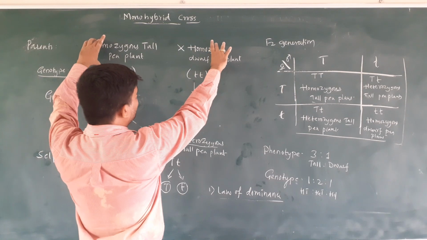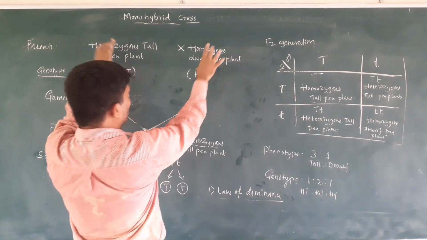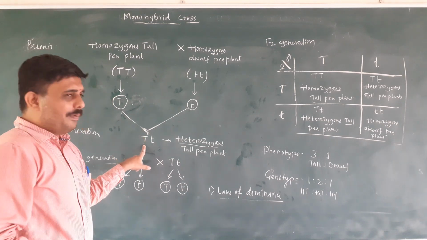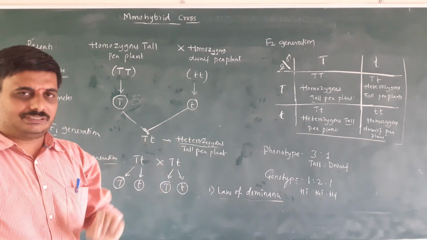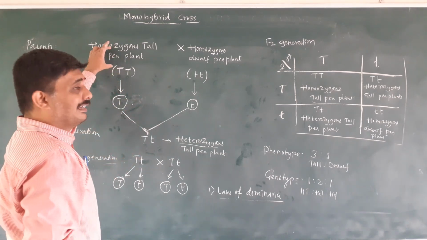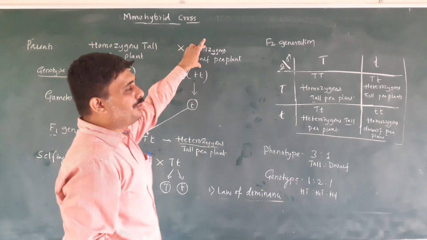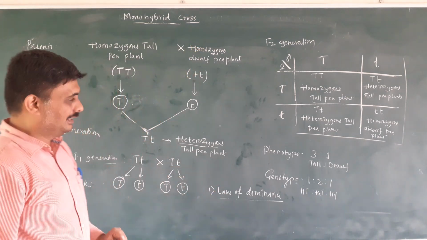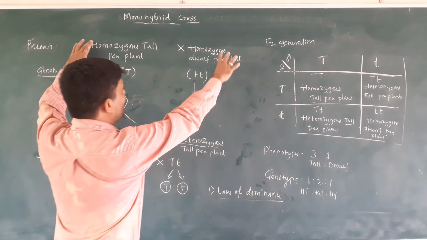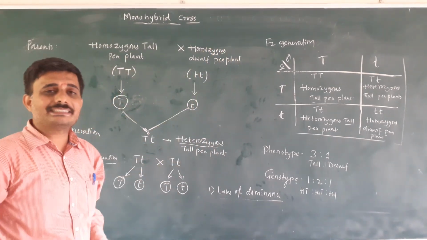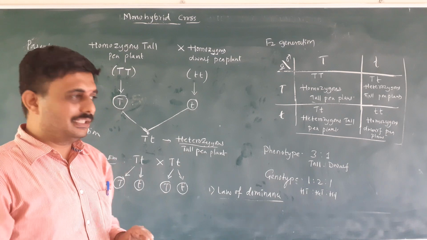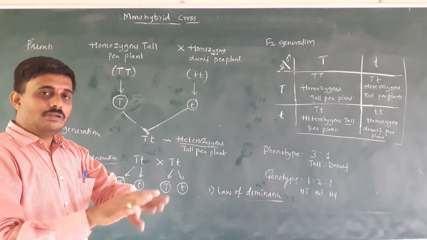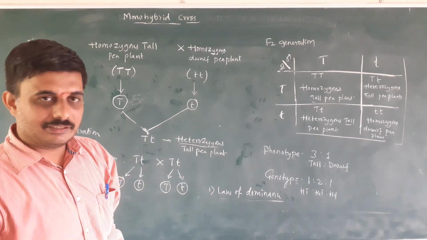As he crossed two contrasting traits, he got only tall plants in the F1 generation. Thus, the tall character is dominating over the dwarf character. This is the law of dominance. When you bring two contrasting characters into hybridization, the one which is expressed is called the dominant character, and the one which is not expressed is called the recessive character.